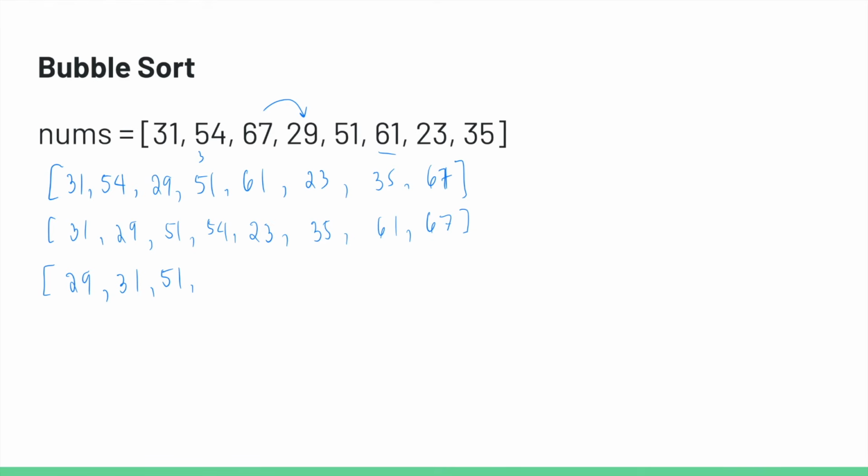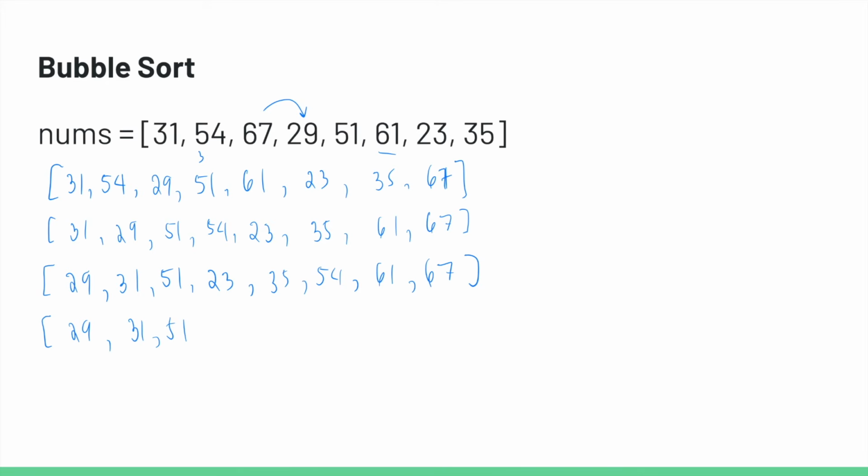54 is greater than 23, so we are going to swap them. So we're going to have 23 and 54. And 54 is greater than 35, so we're going to have to swap those as well. So we're going to have 35 and 54, and then 61 and 67, and there's no swapping there. But let's keep going. 29 and 31 are good. 31 and 51 are good.